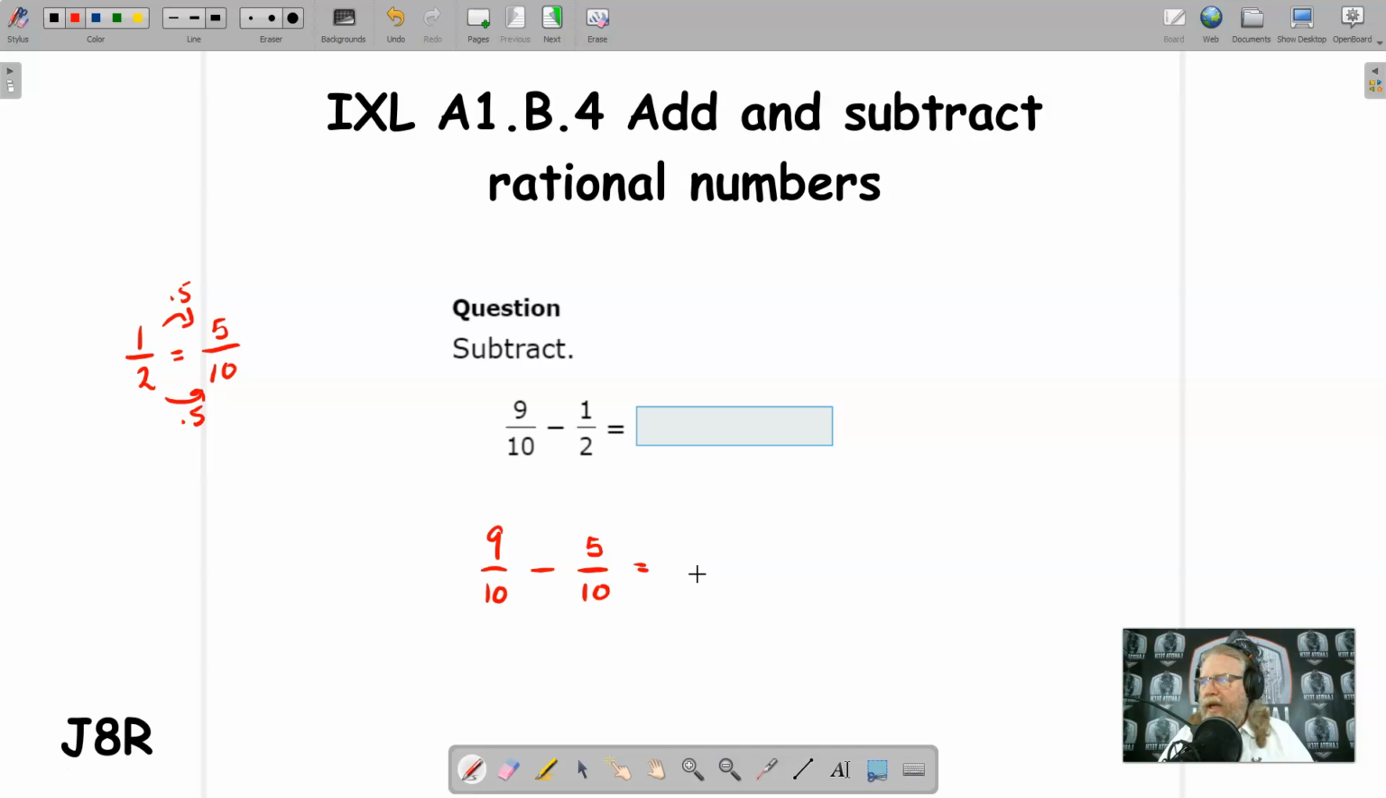Now, whenever we add and subtract fractions, or that is to say like fractions, having the same denominator, we just leave the denominator the same and we're going to subtract the numerators. So 9 minus 5 is going to be 4. Now, we could divide 4 and 10 both by 2 and simplify this to 2/5. So let's go ahead and do that. And our final answer is going to be 2/5.